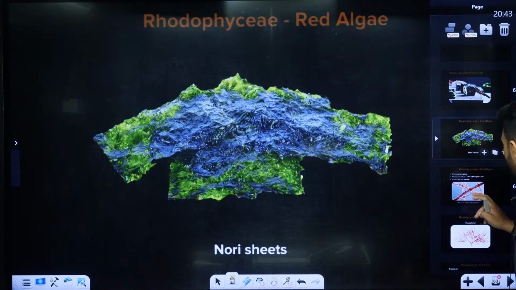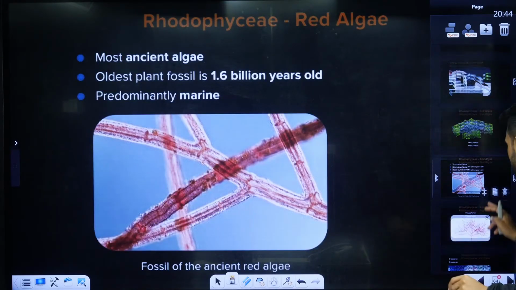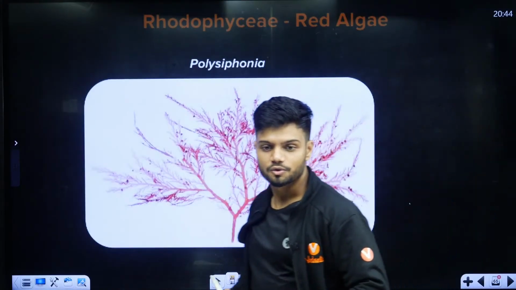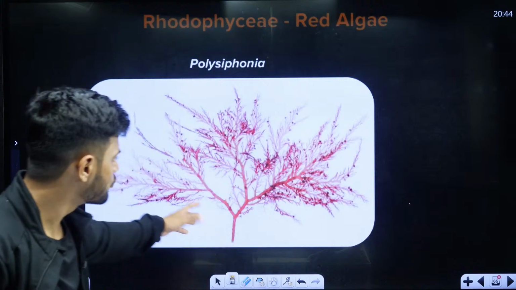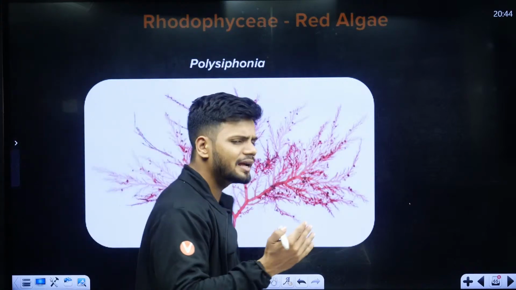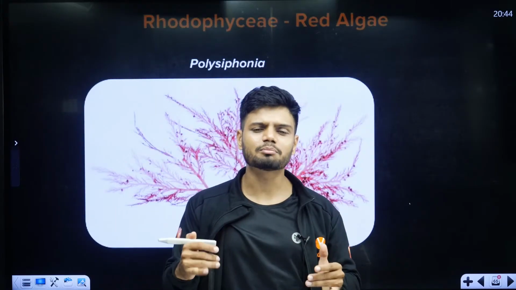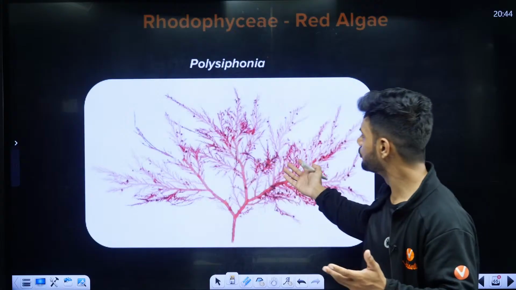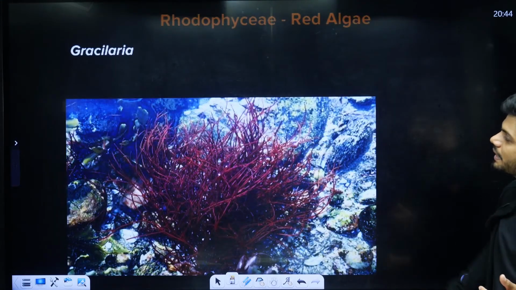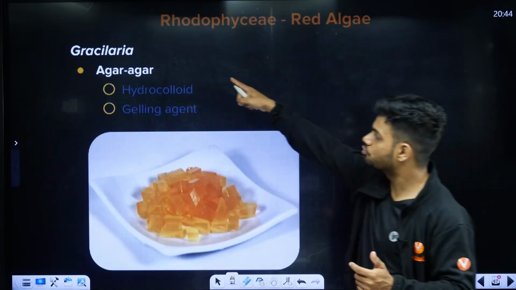Now students, these are red algae. Red algae is the most ancient algae. Students, see the example, Polysiphonia. Do you see how beautiful this algae is? Did you ever think algae can be so beautiful? Polysiphonia. This is your Gracilaria. Students, Gracilaria is used to make agar agar.